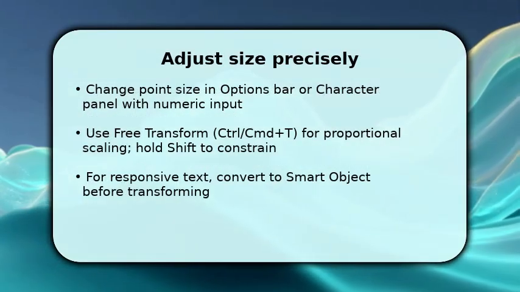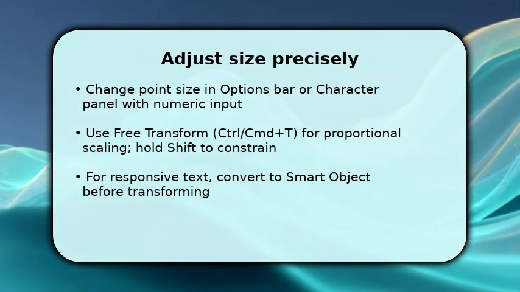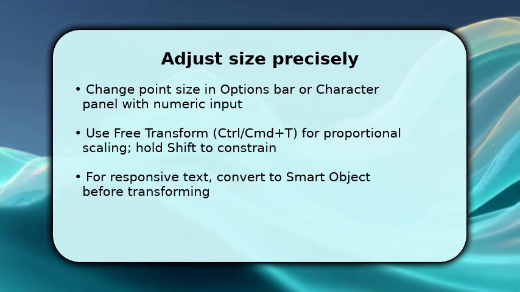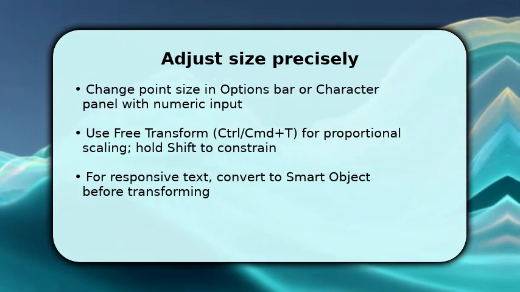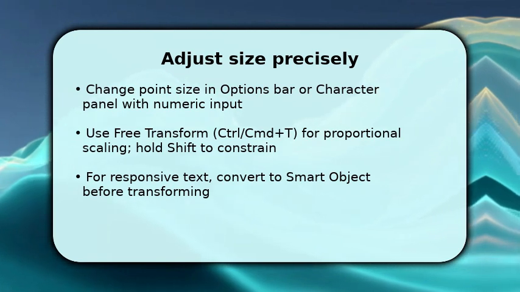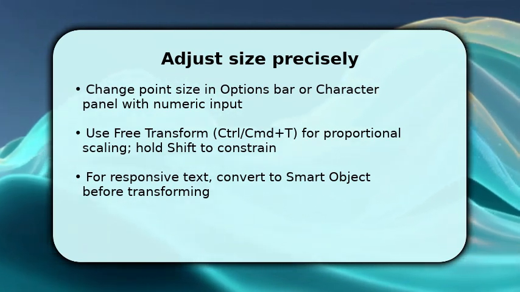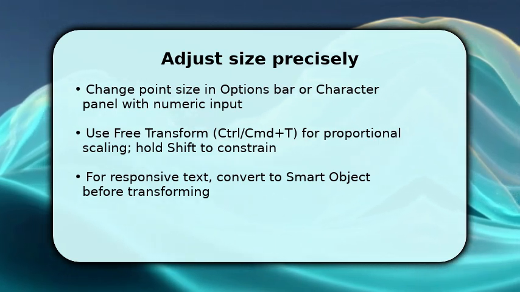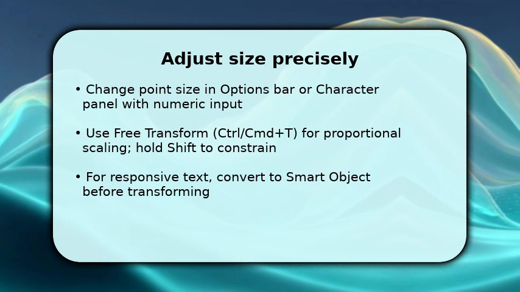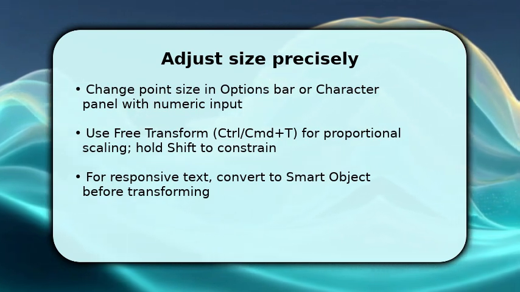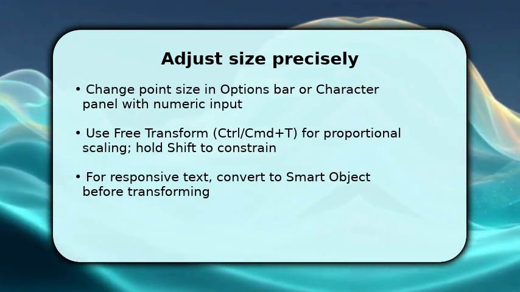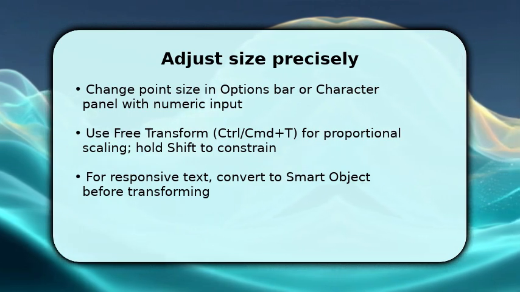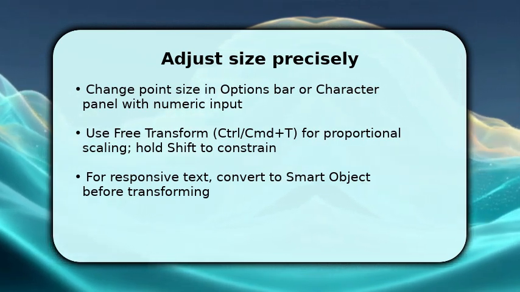Now change the size by typing a new point value in the character panel. This is precise and non-destructive. Alternatively, press Ctrl or CMD+T to use free transform for visual scaling. Hold Shift to maintain proportions in older Photoshop versions. In newer builds, proportional scaling is default, so watch the link icon. If you expect further edits, convert the text layer to a smart object first so transforms remain editable.